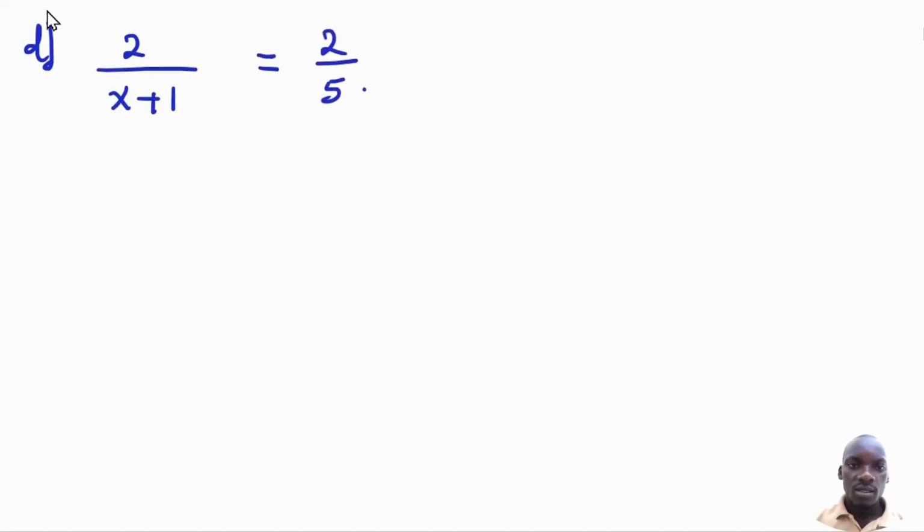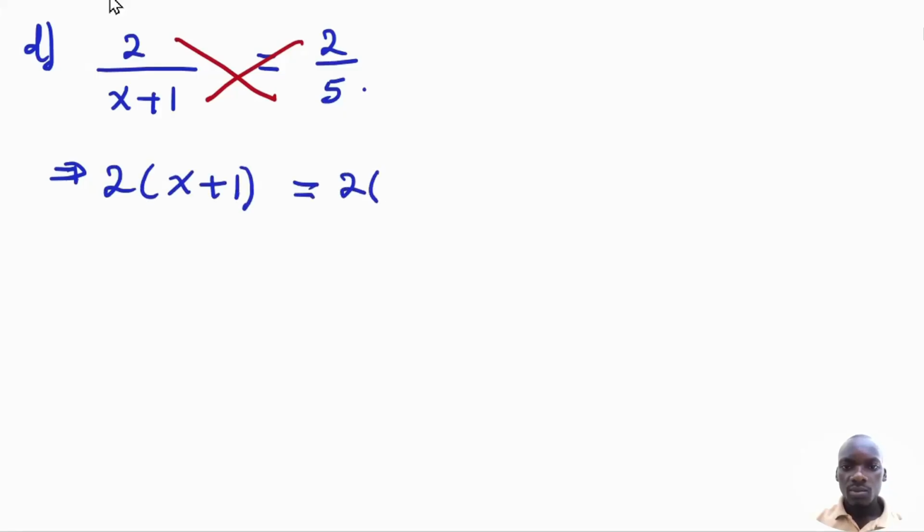We can proceed and have the solution for part D of our question. Part D, we have it as 2 divided by x plus 1 equals to 2 divided by 5. So in here we are going to begin by cross multiplying. So it implies that we are going to have 2 into x plus 1 equals to 2 multiplied by 5. So as I enter this 2, we are going to have 2x plus 2 equals to 2 multiplied by 5 to give us 10.